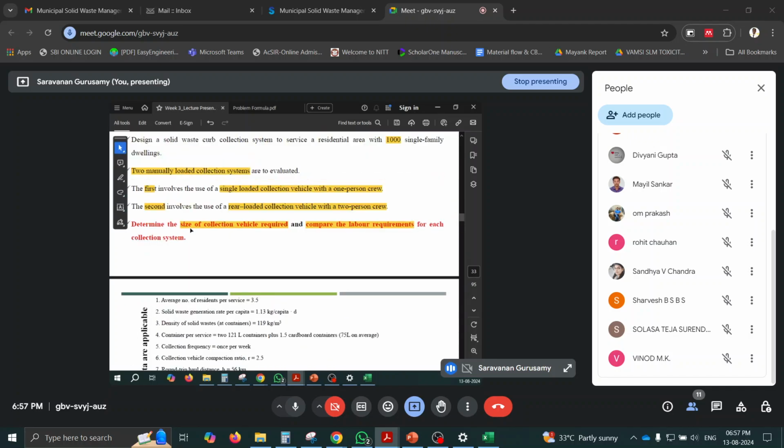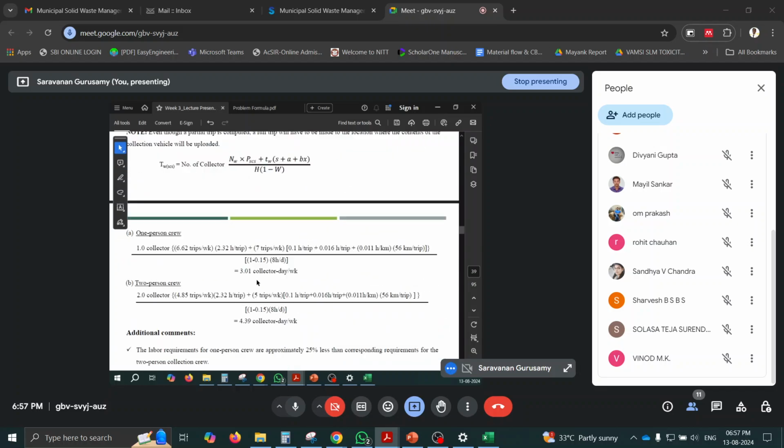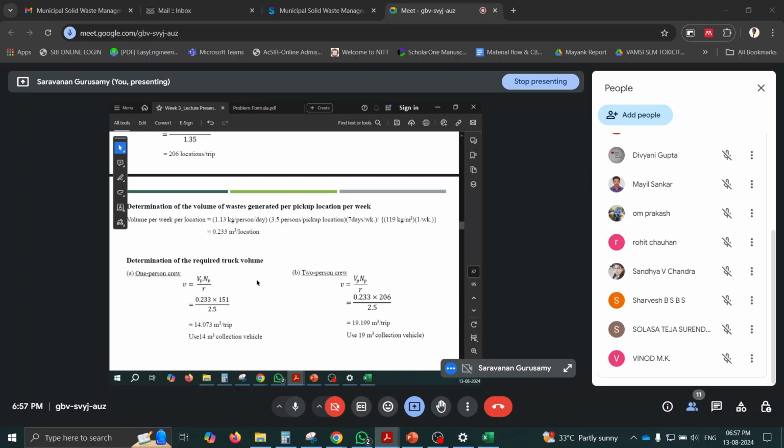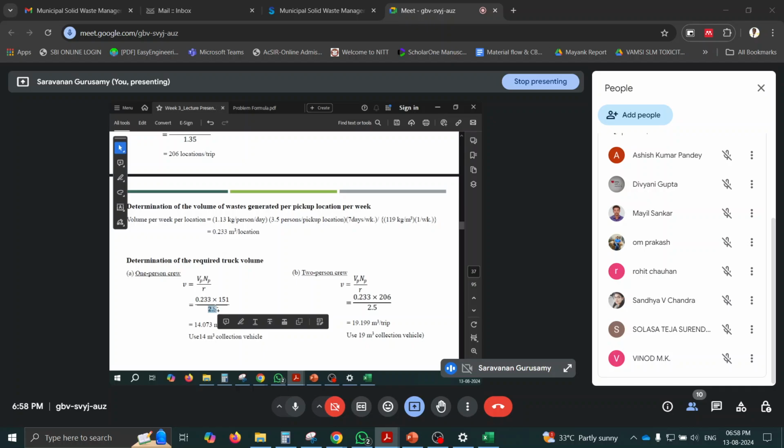So what they are asking is to find the size of the collection vehicle required. To find the size of the collection vehicle, that is the truck volume, the small v will give you the size of the collection vehicle. That is based on how much quantity we are generating divided by the compaction ratio. So that will be capital VP NP by R. R is given, that is the compaction ratio 2.5. We need to calculate VP and NP.